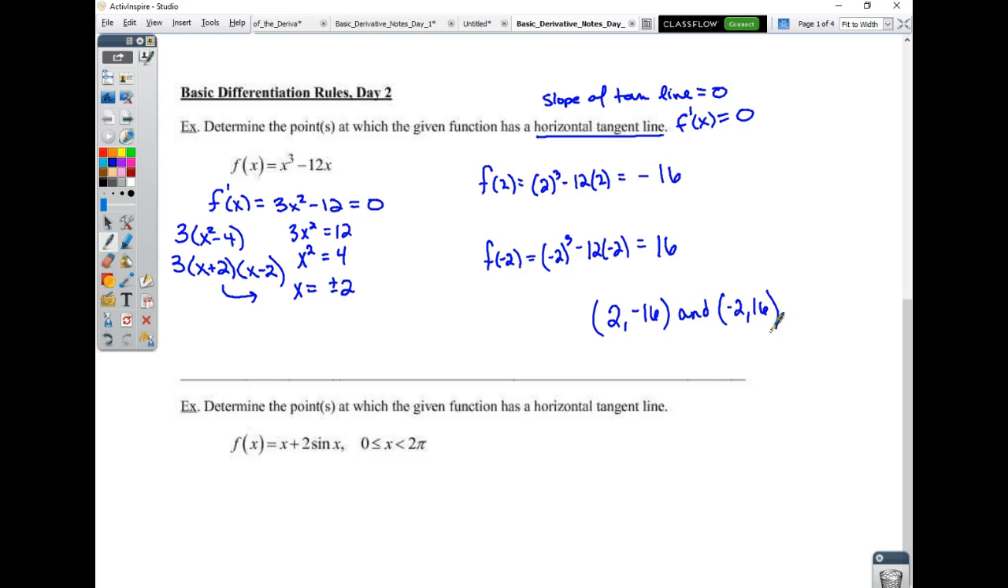Hopefully that actually makes relatively decent sense because we know that a cubic can actually look like that. So on the negative side of it, we would get a relative maximum, and on the other side, on the positive side, we would get a relative minimum. So does that seem to fit our bill? We're good to go.